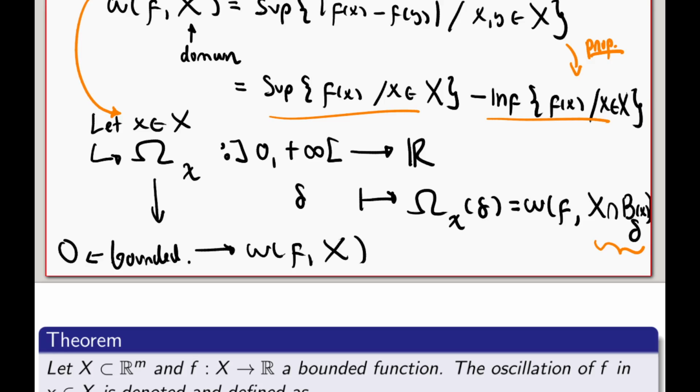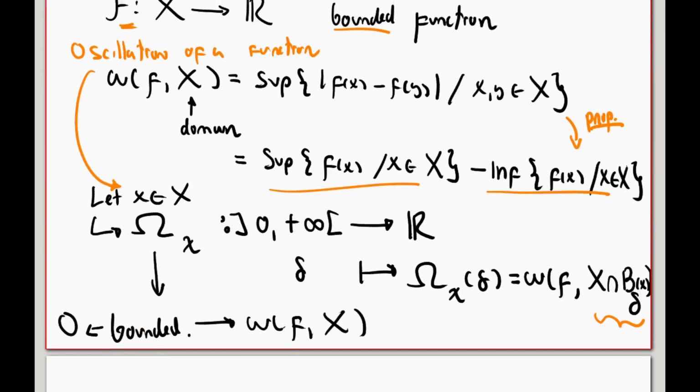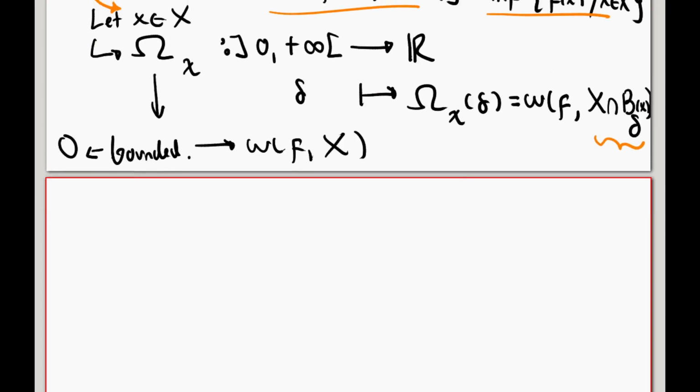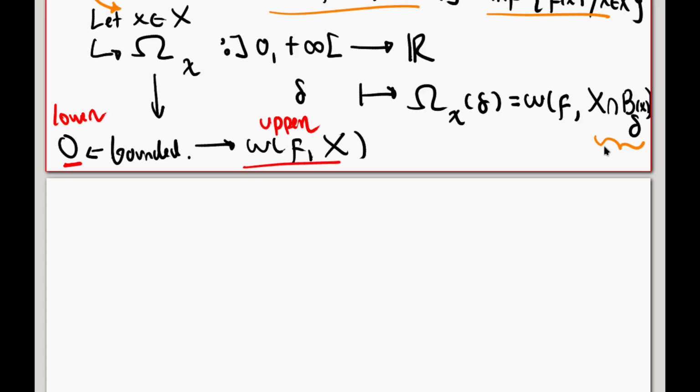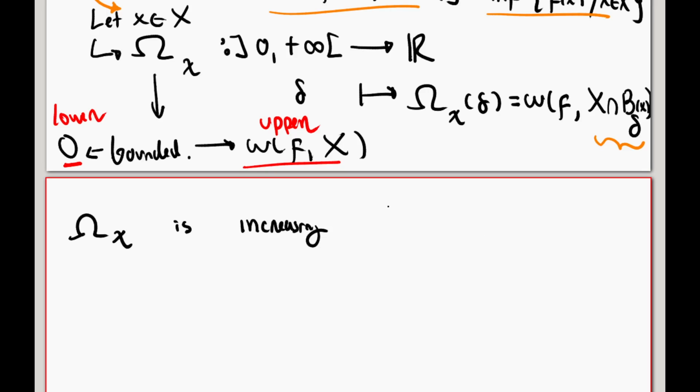It also has another property. Let me add another page. Let me highlight this is the lower bound and this is the upper bound. Another property is that this function is a monotonically increasing function. So this is increasing, not strictly increasing probably, but increasing. So it can be like that.